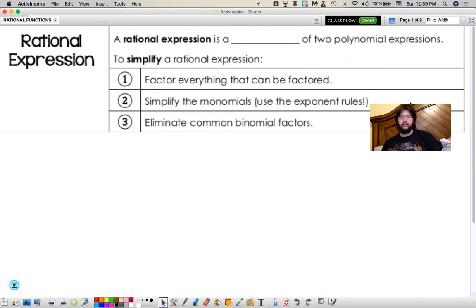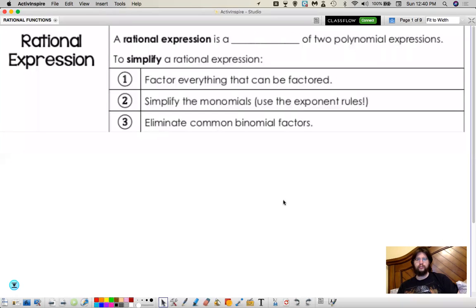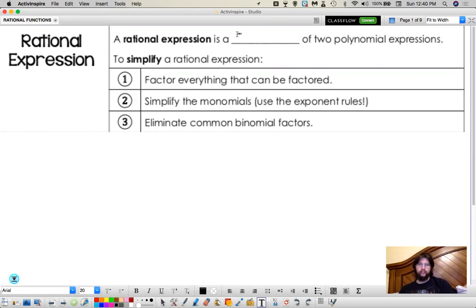All right, so we're going to look at operations with rational expressions. A rational expression is just a quotient of two polynomials, so you divide them. Whenever you're dealing with these, you want to factor everything. GCFs, then the AC shortcut if you need to, grouping, whatever you have to do, factor it. And then you're going to simplify. If you have monomials, just follow your rules. If you have any common factors, eliminate them.